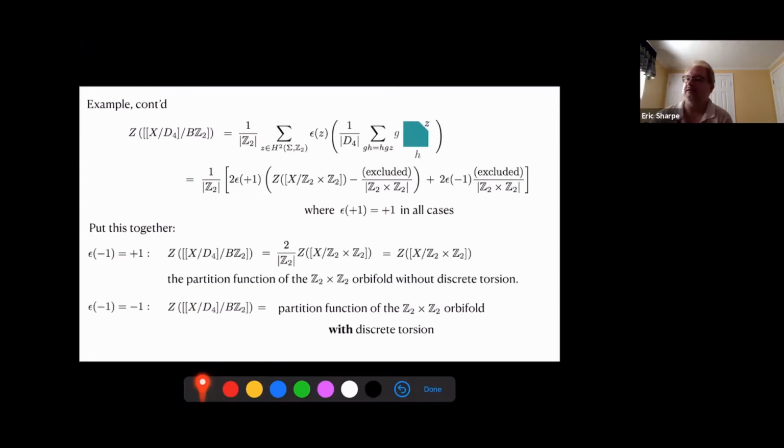In one case, the effect of adding these together is to cancel out these two terms. So if this phase is equal to +1, then I recover precisely the partition function of the ordinary Z2 cross Z2 orbifold. If this phase is -1, then the effect is to essentially subtract this twice. So these sectors appear, but now weighted by a minus sign, which means that's the partition function of the Z2 cross Z2 orbifold with discrete torsion.